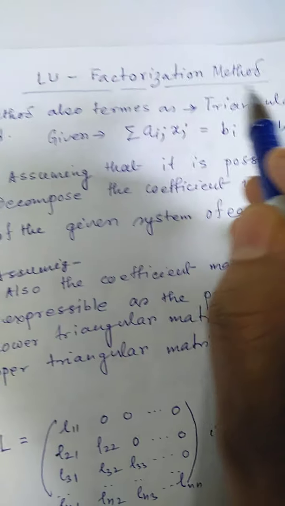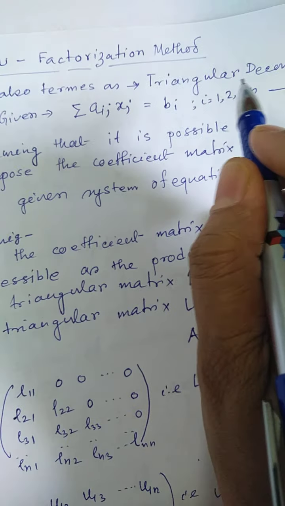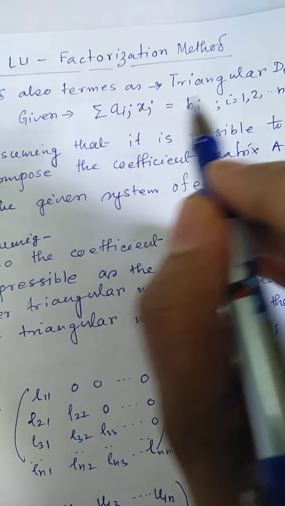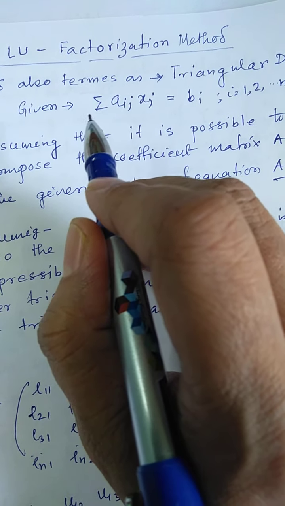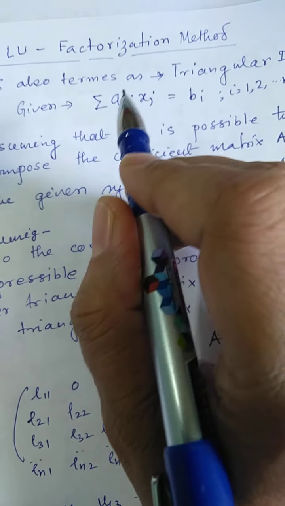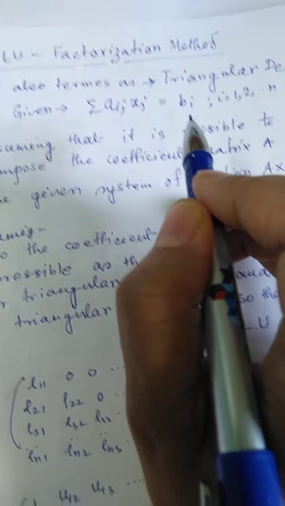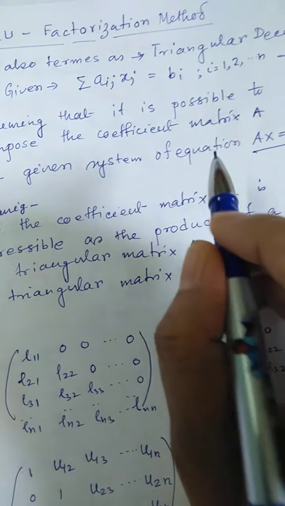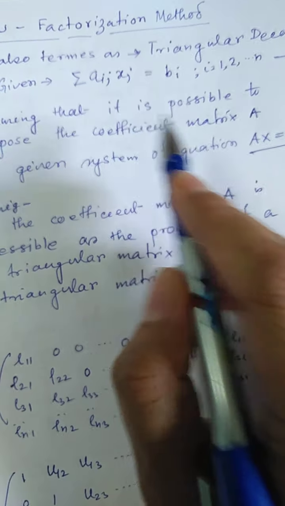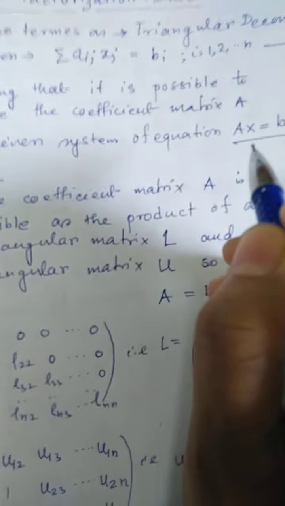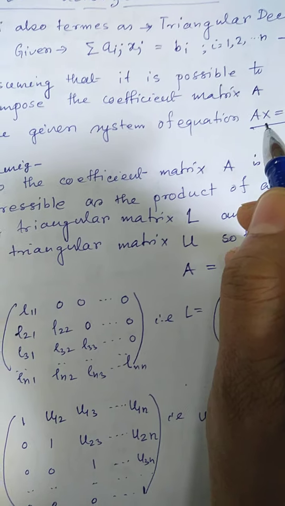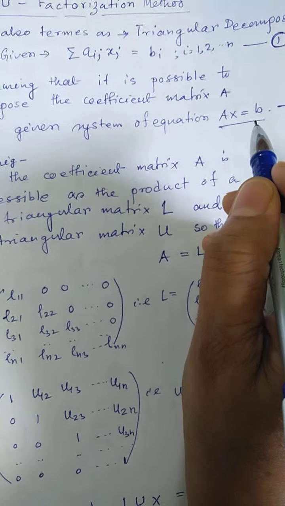We are finding out the LU factorization method here, which has another name, triangular decomposition. This is a direct method to solve a system of linear equations given in this form, summation a_ij x_j equals b_i. Let us assume that this system can be written in the form of Ax equals b, where A is the coefficient matrix, X is the required vector, and b is a right hand vector.